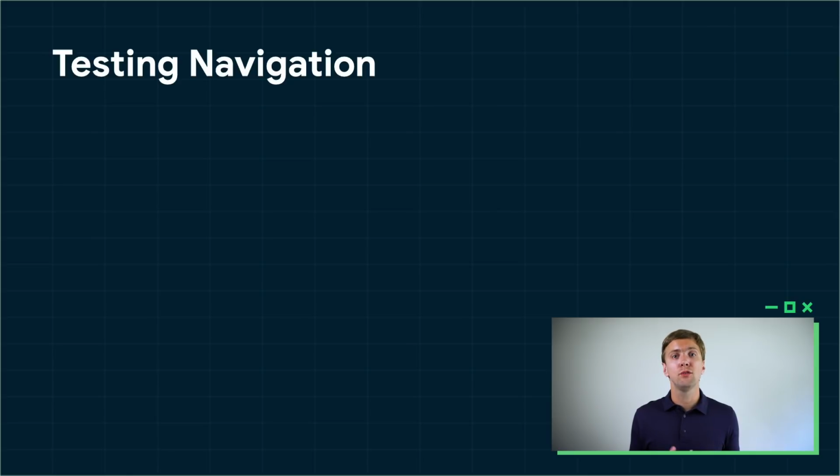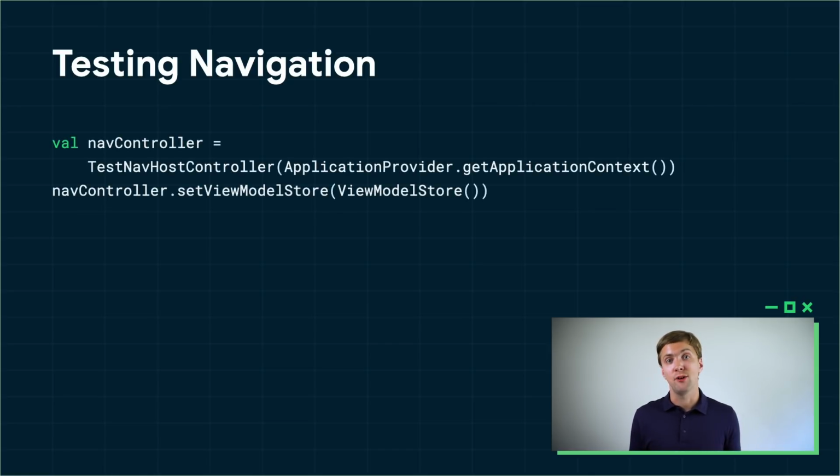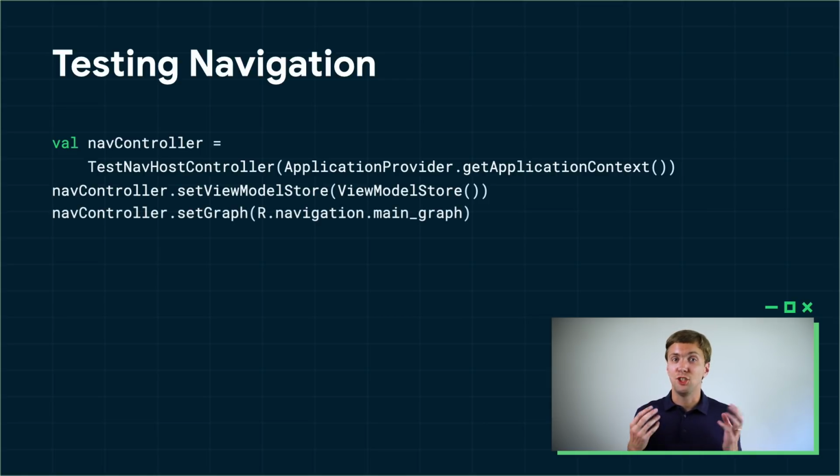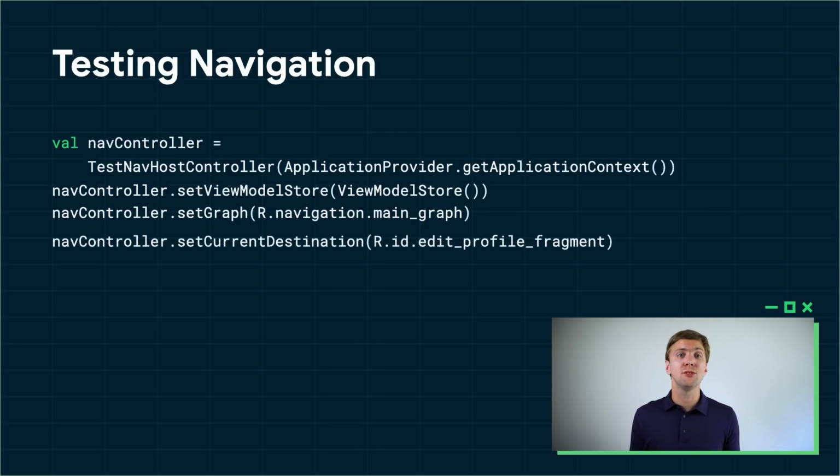So let's see how this would work with our login fragment and ensure we can test our initial state using fragment scenario and test nav host controller. We'll start by creating our test nav host controller and calling setViewModelStore to ensure we can use the SavedStateHandle API. Since this acts just like a real NavController, we still need to call setGraph on it, passing it our real graph. However, we also get some helpful utilities like setCurrentDestination that allows us to jump directly to our edit profile fragment. Then we navigate to the login fragment we want to test.